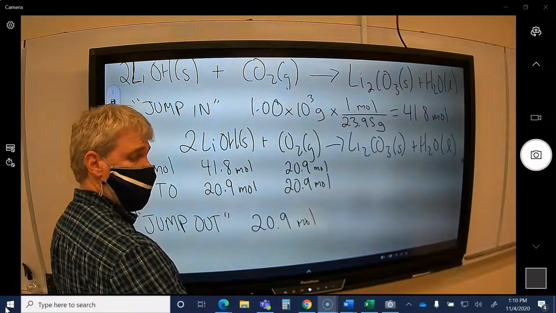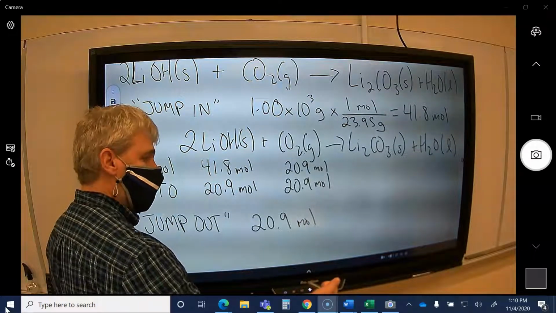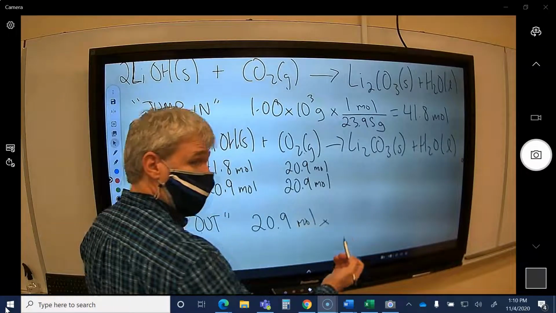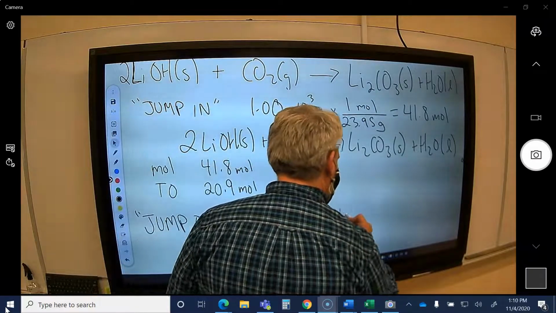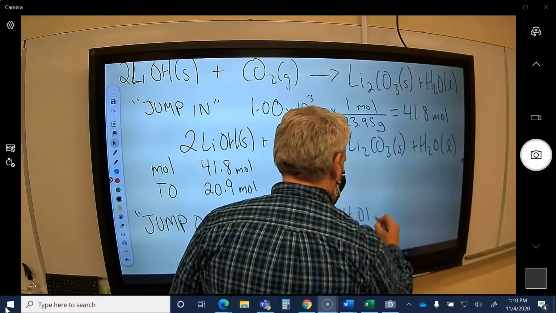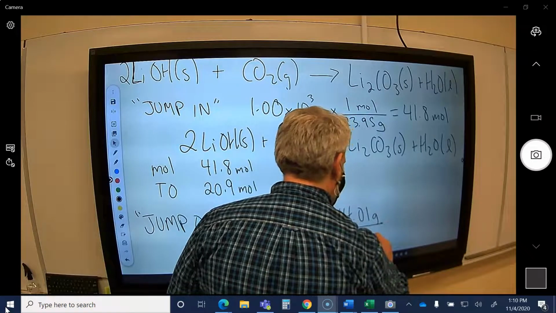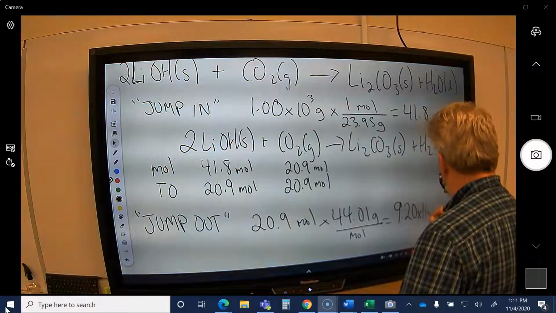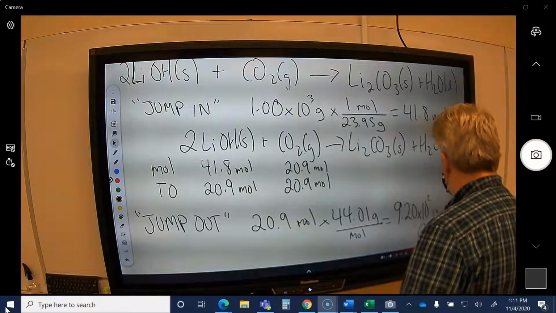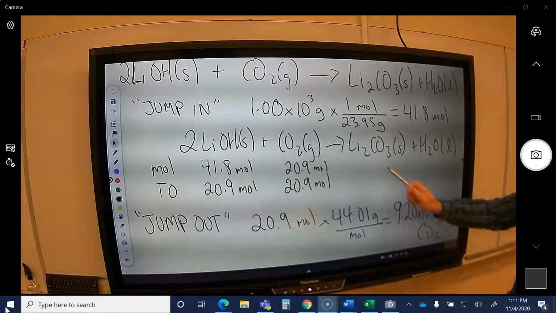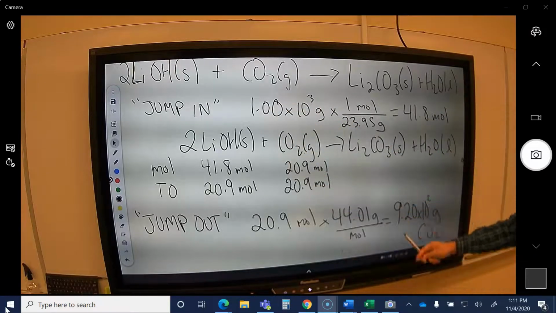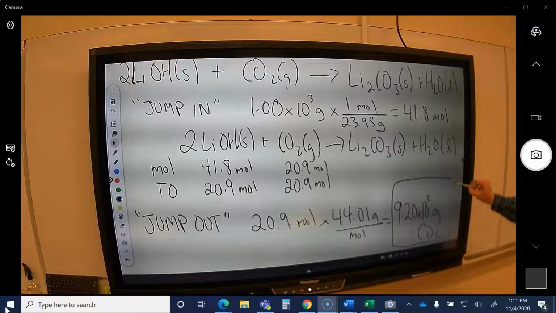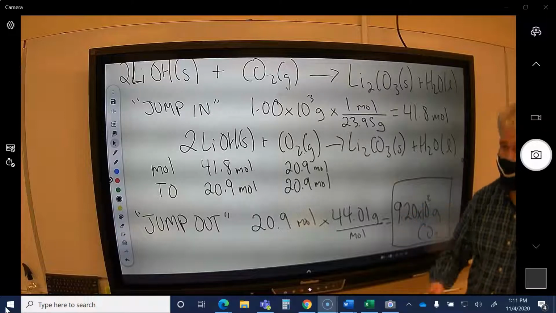Pause the video, do this on your own. Make sure you can do this. Should be almost as easy as breathing at this point. We're going to multiply by the molar mass of CO2, which is just 44.01 grams per mole. And so that's going to leave us with 920 grams of CO2. And of course, because I had 3 sig figs up here, I represent 920 in a way that unambiguously has 3 significant digits, which takes us back to Unit 1 where we covered that stuff.